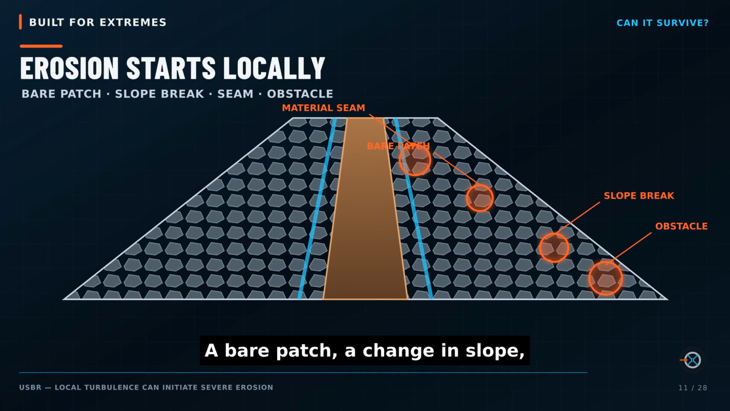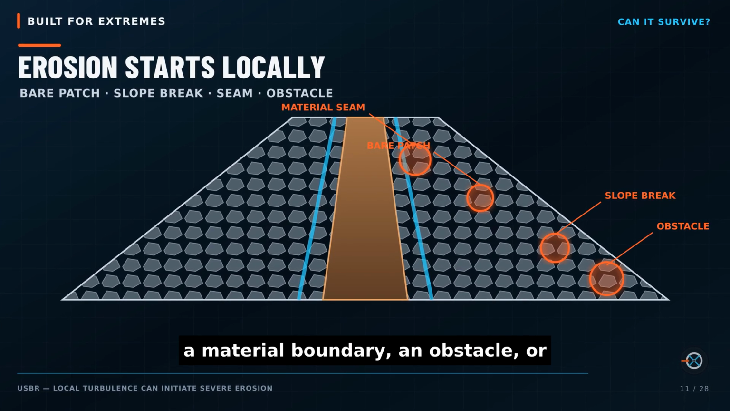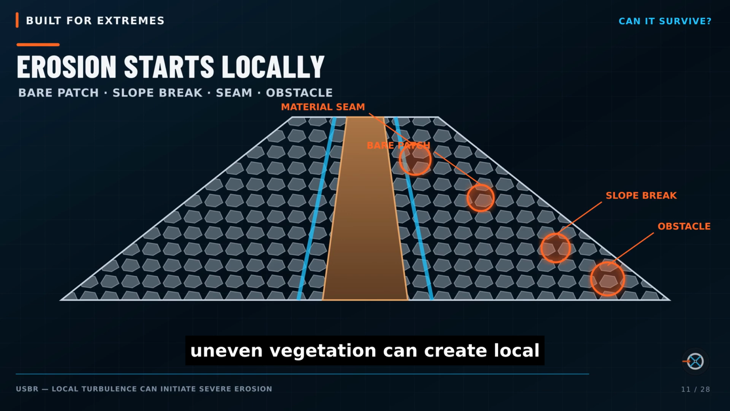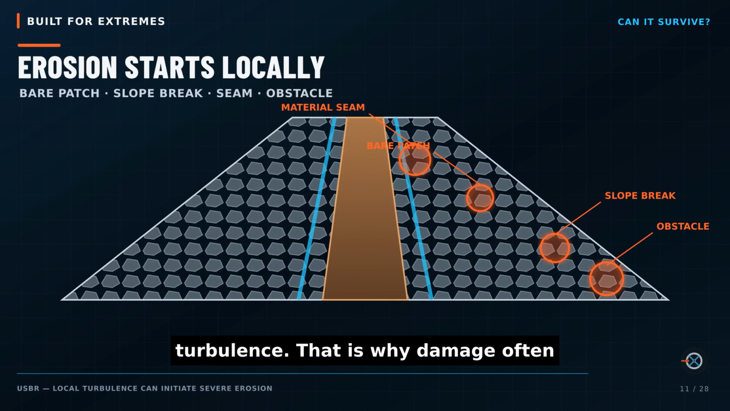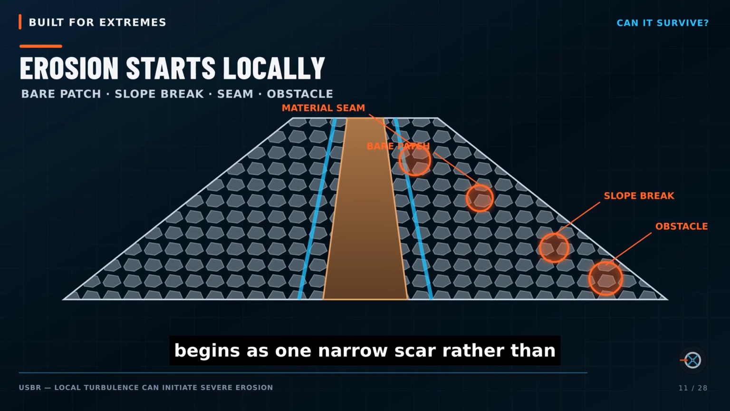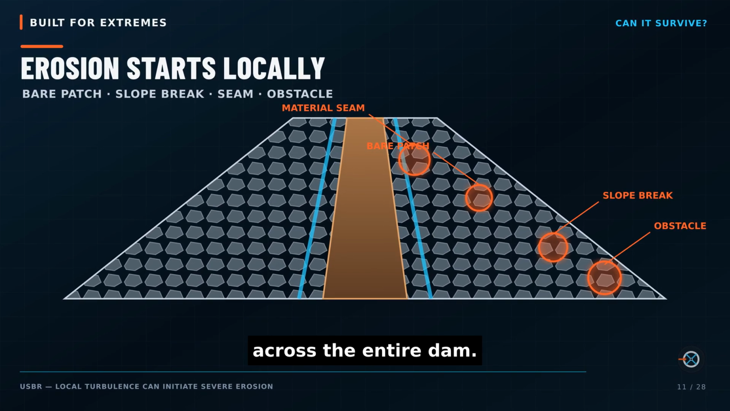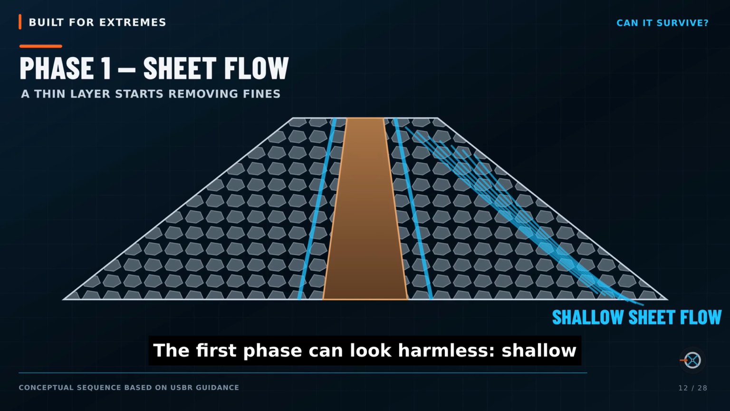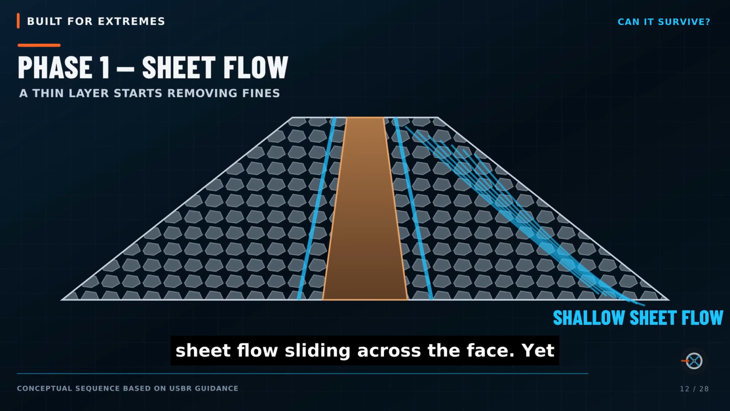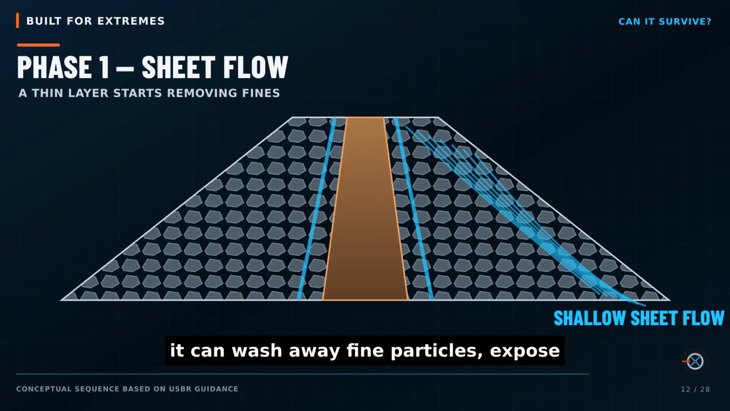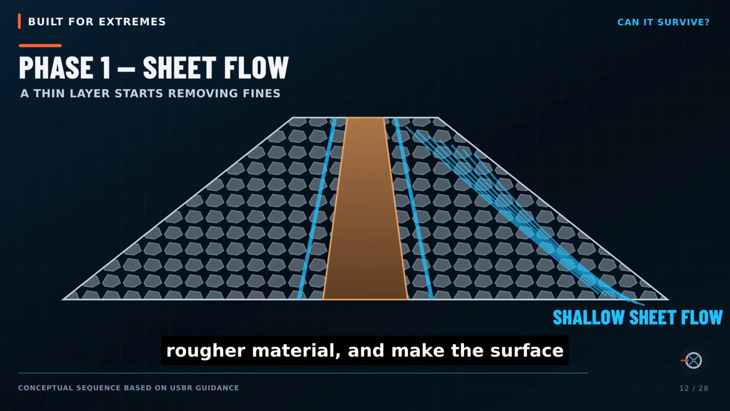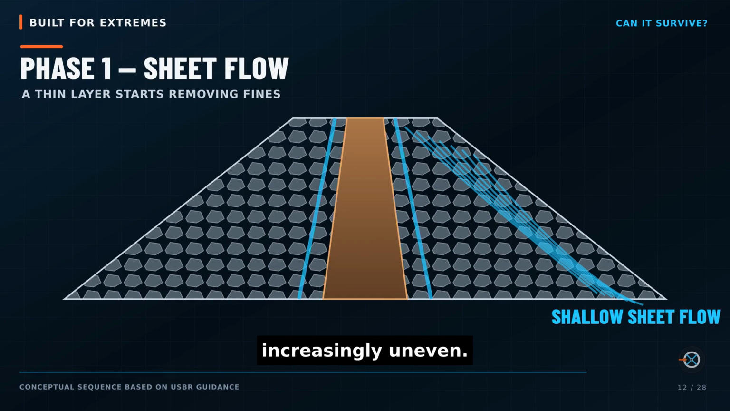A bare patch, a change in slope, a material boundary, an obstacle, or uneven vegetation can create local turbulence. That is why damage often begins as one narrow scar, rather than across the entire dam. The first phase can look harmless, shallow sheet flow sliding across the face. Yet it can wash away fine particles, expose rougher material, and make the surface increasingly uneven.